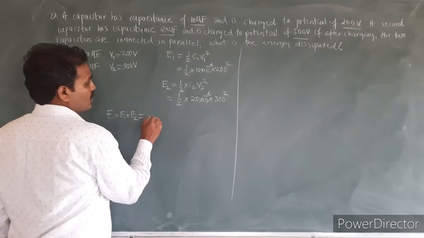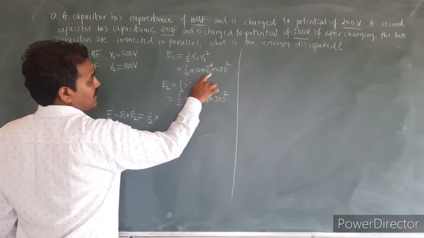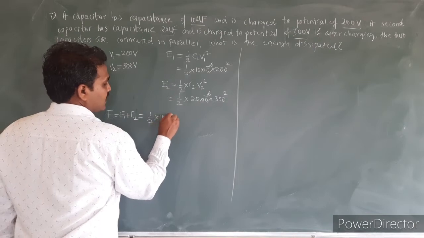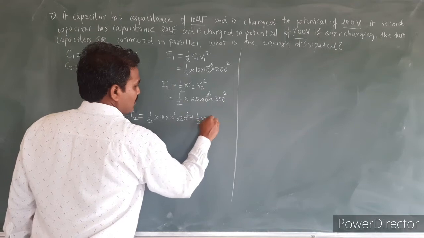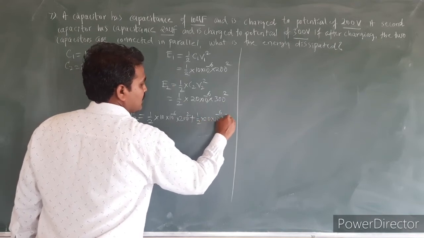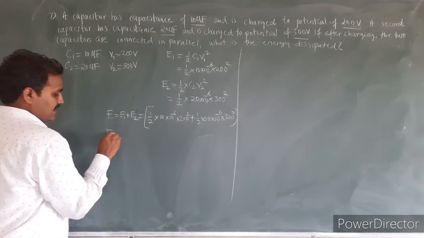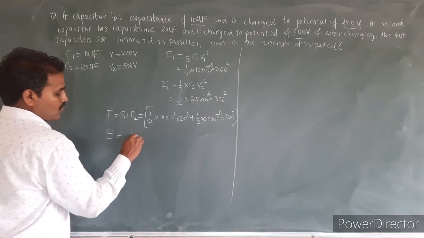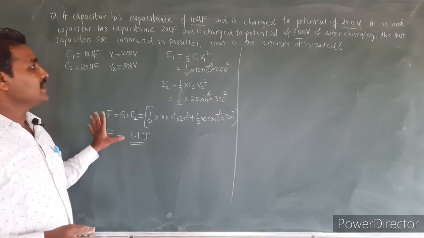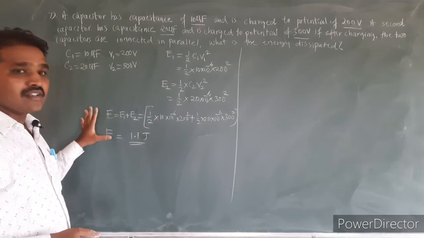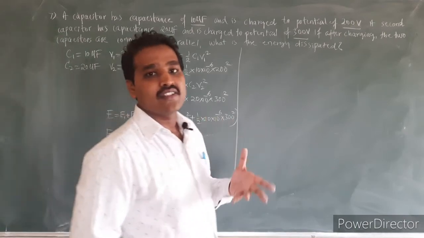So that is equal to 1/2 into 10 into 10 to the power of minus 6 into 200 squared, plus 1/2 into 20 into 10 to the power of minus 6 into 300 squared. If I simplify this, I get E equal to 1.1 joule. This is the energy stored in the system of these two capacitors when they are not connected in parallel.